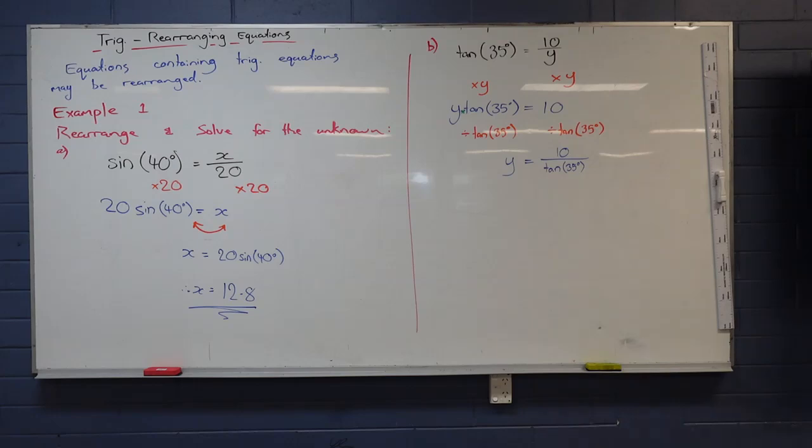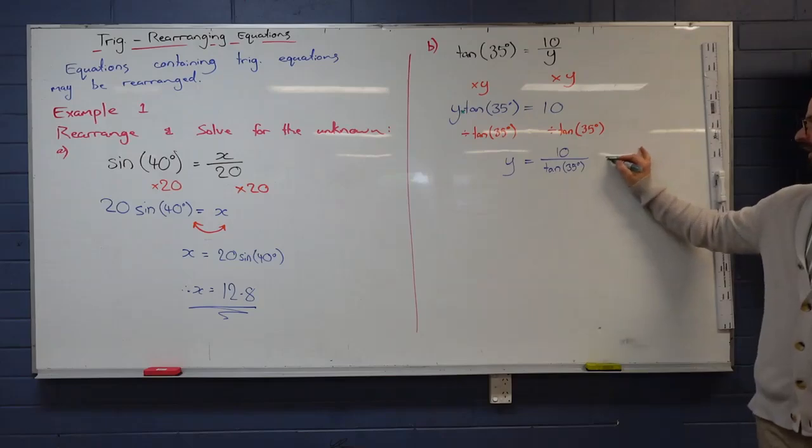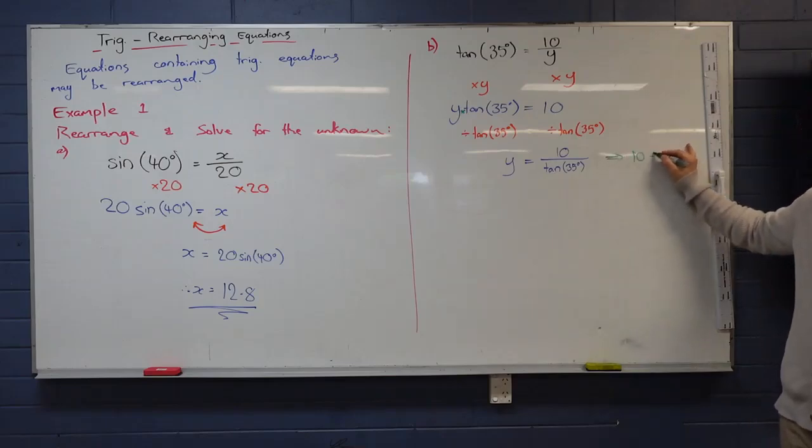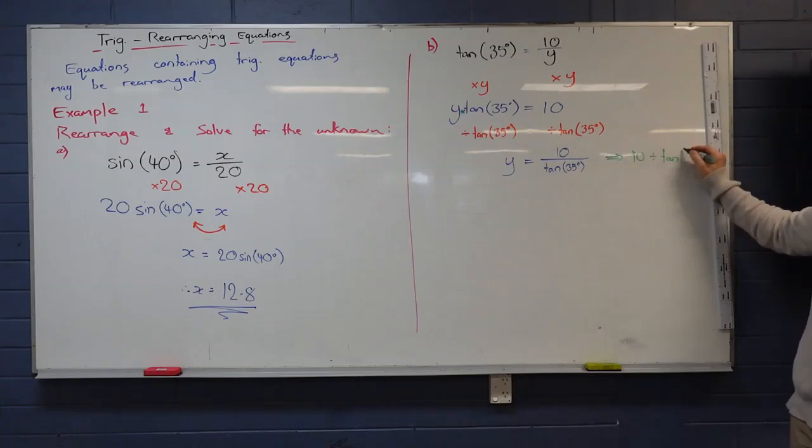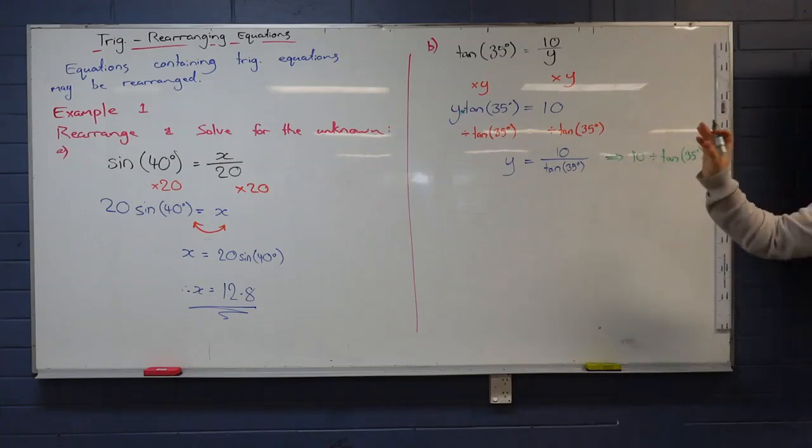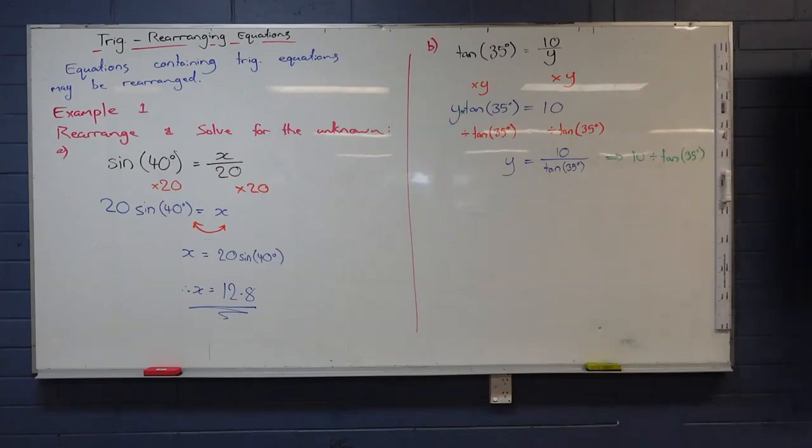Well, remember, this over here is the same as saying 10 divided by tan 35 degrees. So type what we have in green into the calculator. If you have a Casio calculator, you can put the blue in directly. If you have a Sharp one, you do what's in green.